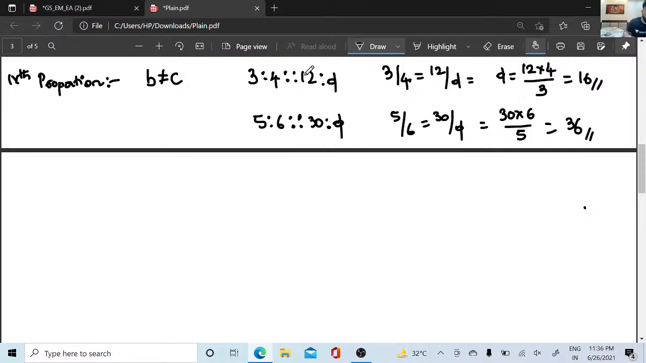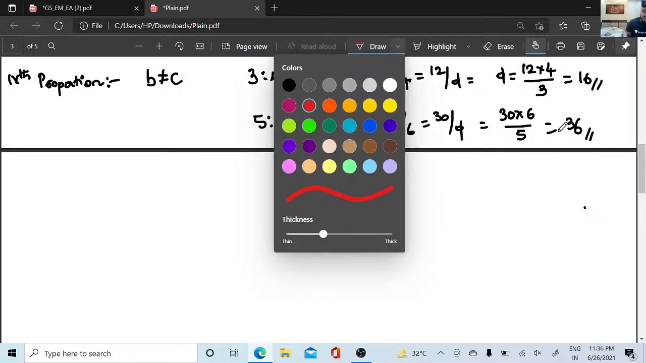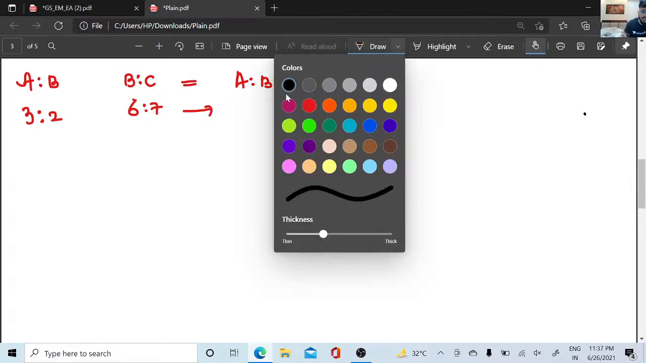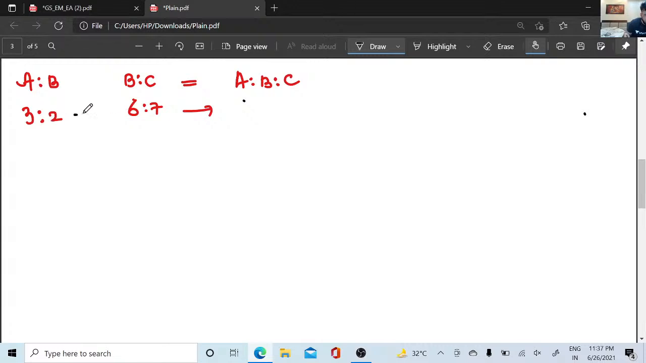Let us move on to the next concept over here. This concept is usually used everywhere. Someone will give you a ratio a is to b and b is to c, and they will ask you to find out the value of a is to b is to c. So if I take a is to b as 3 is to 2 and b is to c as 6 is to 7, what is the value of a is to b is to c?